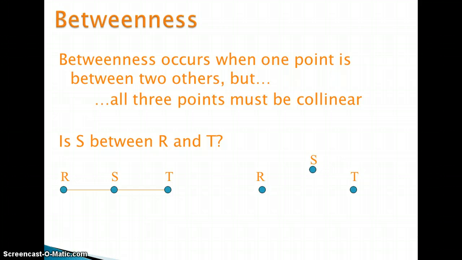Well, in the first one, yes, it is, because they're all part of the same line. So S is to the right of R and to the left of T. So yes, it is between R and T. But for the second one, it's not, because R, S, and T are not part of the same line.